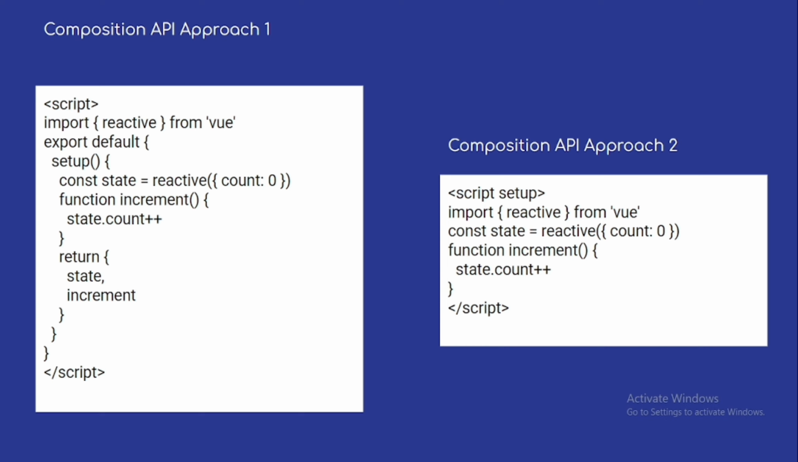On the right-hand side, in the second approach, there is no setup method. The setup is added as an attribute to the script tag. This is another way of writing the composition API. Both are the same, but the way of writing the code is different. Here you can declare functions and variables just like normal JavaScript code. So this is the second technique, and we are going to mostly use the second technique. So let's jump to creating our Vue.js application.